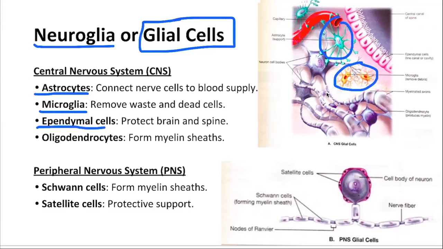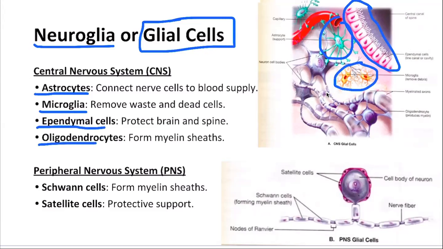The epidermal cells, which is essentially this border right here, form a layer that protects your brain and your spinal cord. The blood-brain barrier, which essentially removes your brain from the rest of your circulatory system, is composed of those cells.